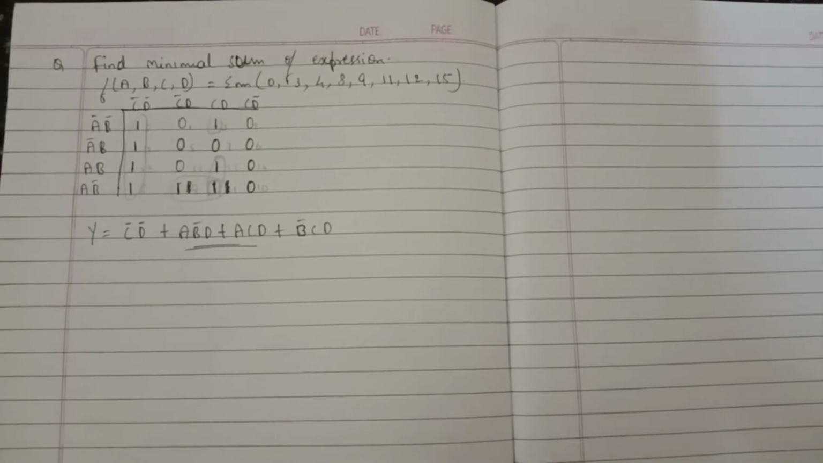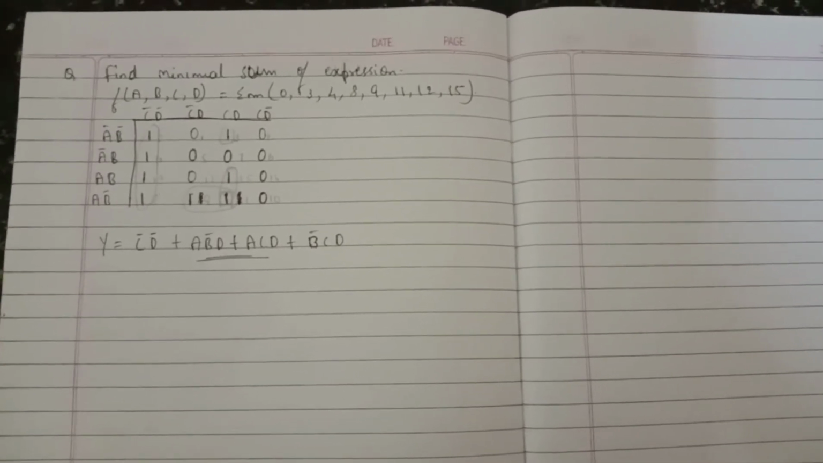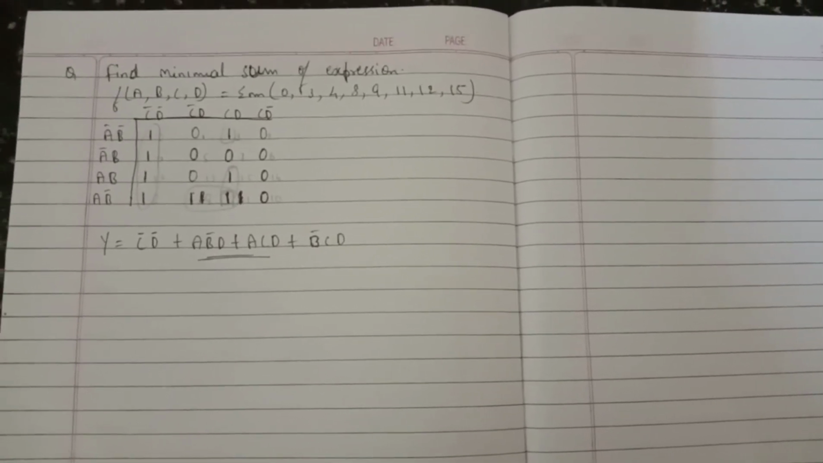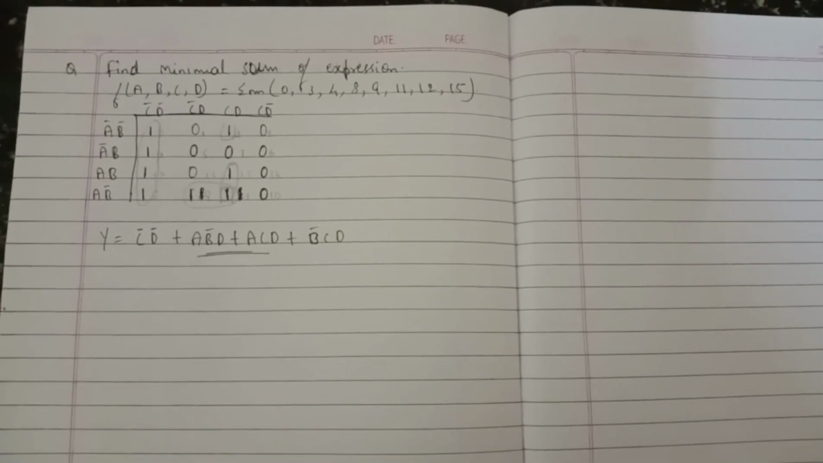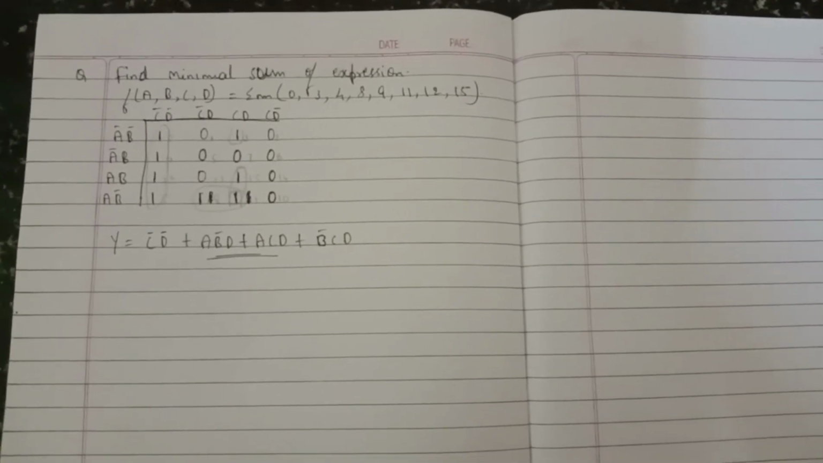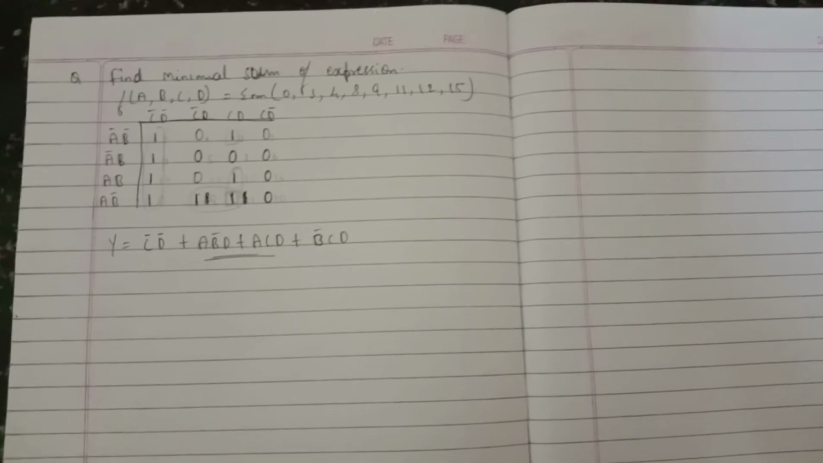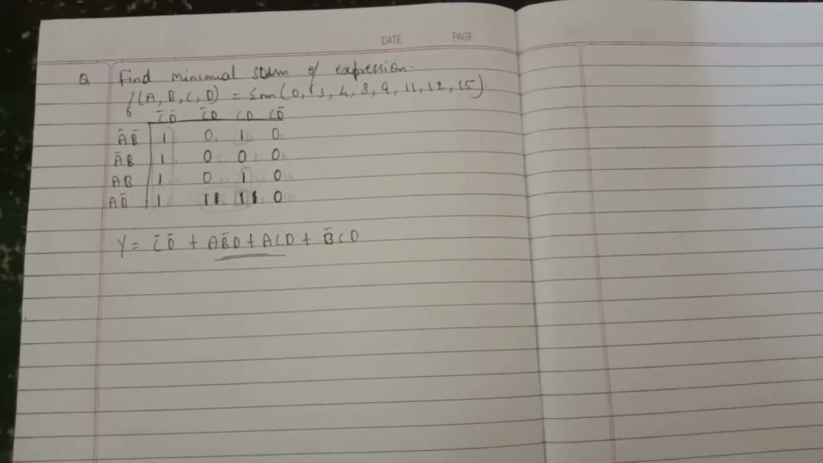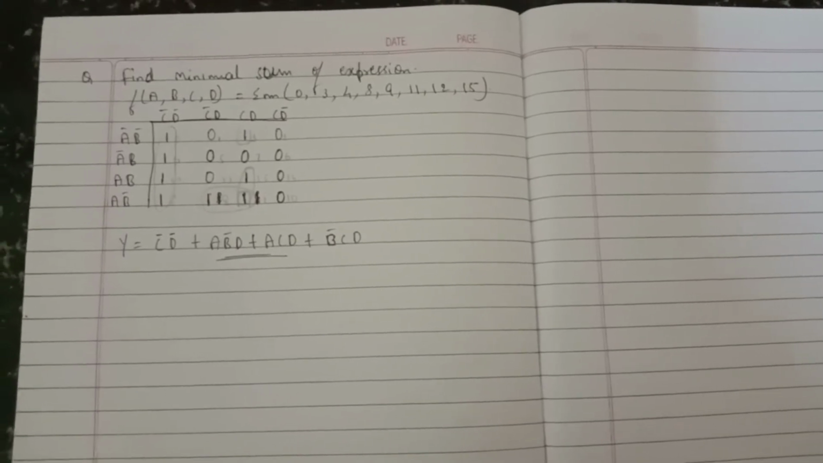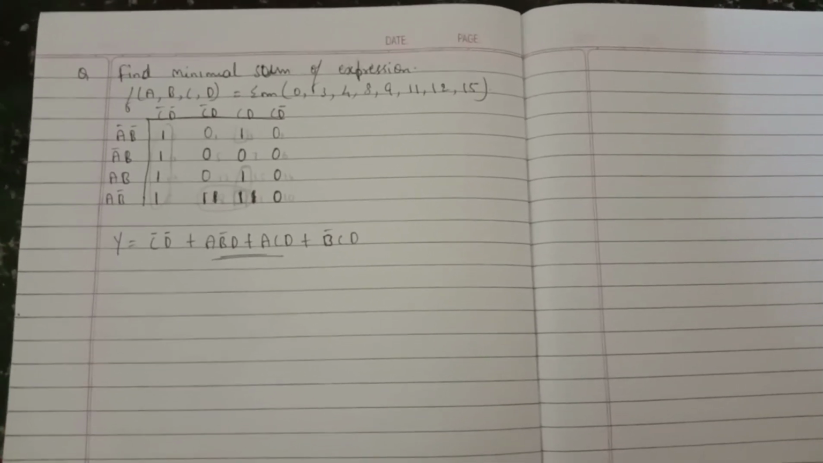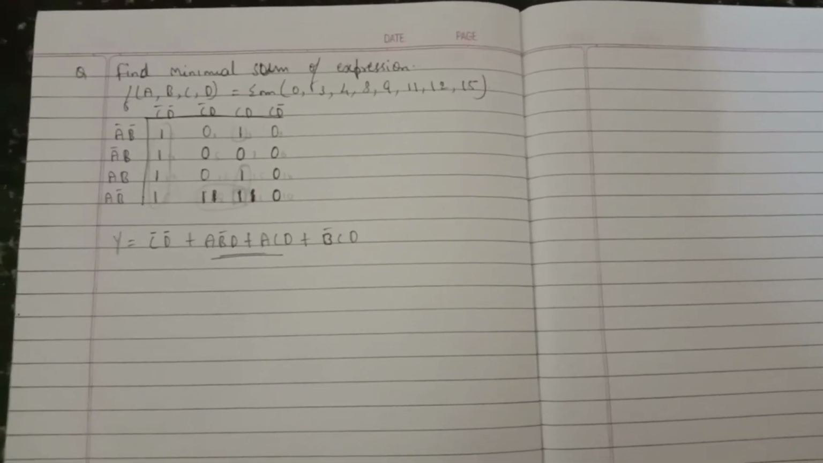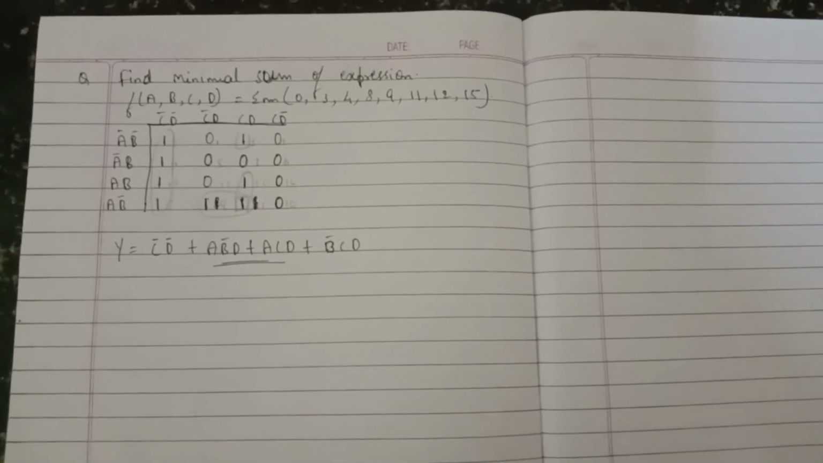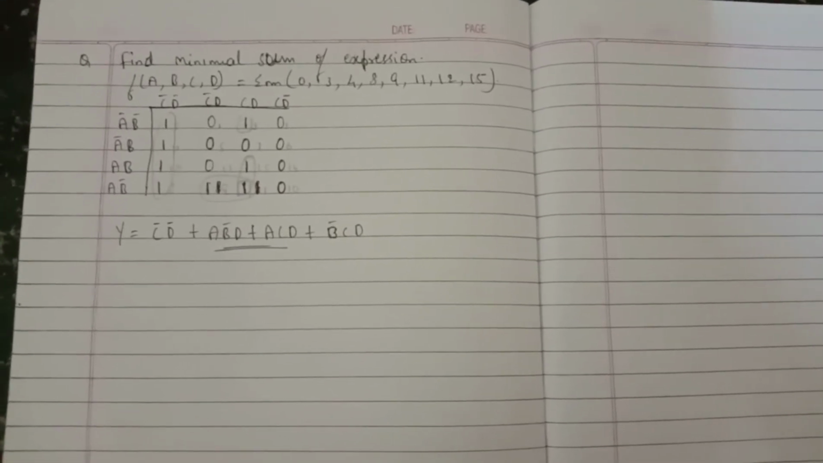Find the minimal sum of expression for f of ABCD equal to minterms 0, 3, 4, 8, 9, 11, 12, 15. First plot the K-map. Then write the positions 0, 1, 3, 2, 4, 5, 7, 6, 12, 13, 15, 14, 8, 9, 11, 10. Then put 1 for given minterms and 0 for other positions.